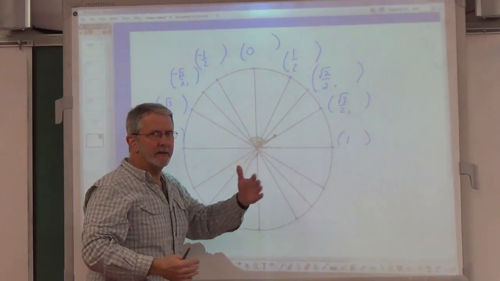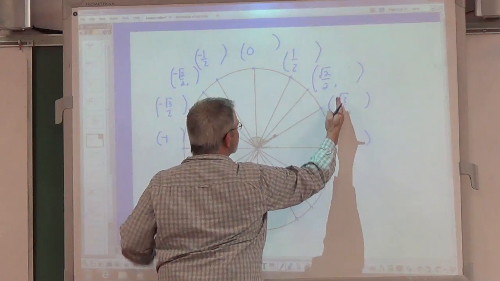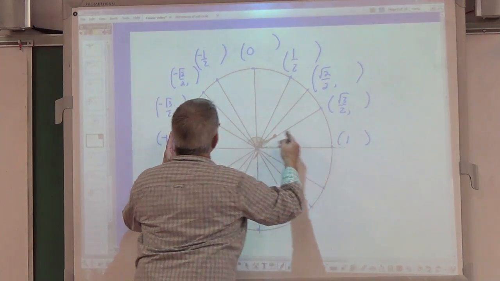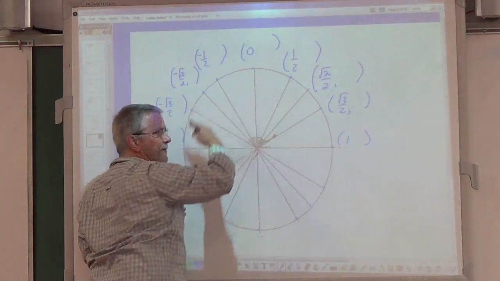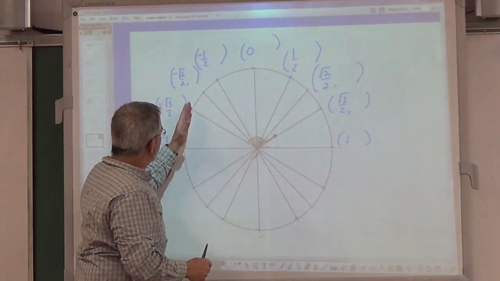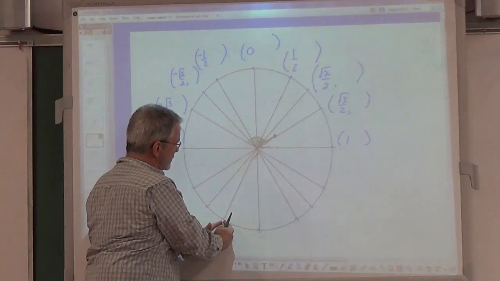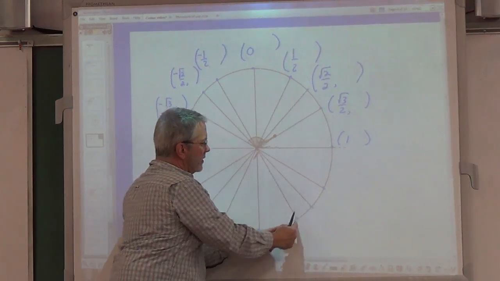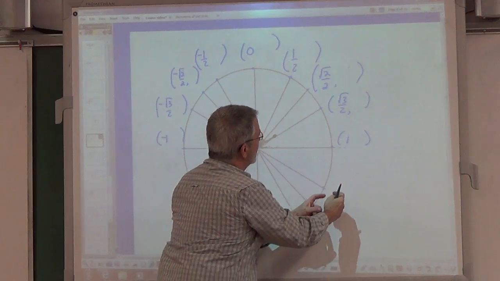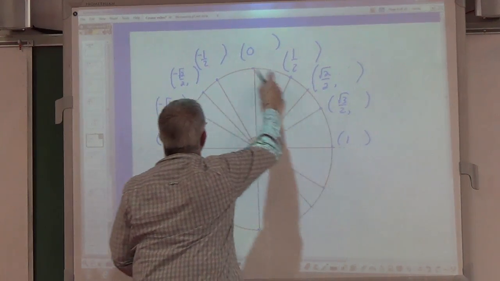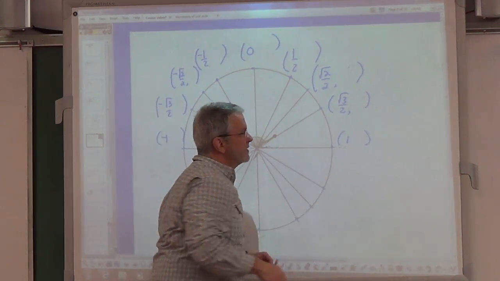And then what happened? These x values, for these important increments on the unit circle, they just kept repeating. The x's are negative square root of 2 over 2, negative 1/2, 0, 1/2, square root of 2 over 2, square root of 3 over 2. So the x values just started to repeat.